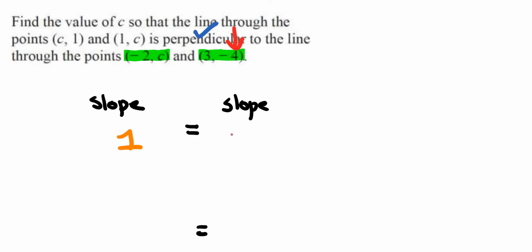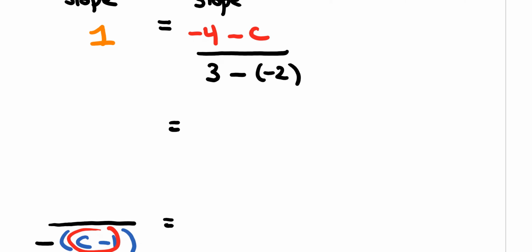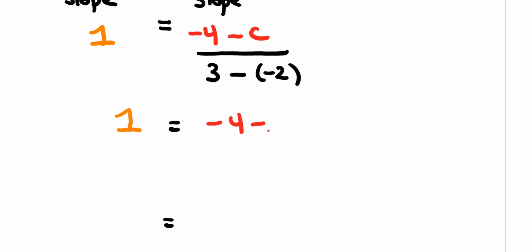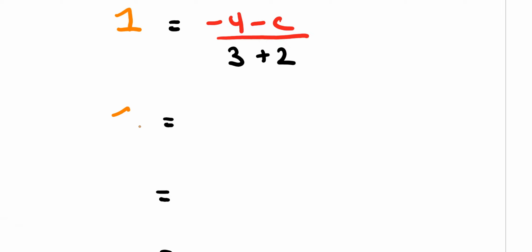So this will be y2, which is -4, minus y1, which is going to be c, divided by x2, which is 3, minus x1, which is -2 in brackets. Okay, so I know that the slope is always going to be equal to 1 because that is the perpendicular case. And let's go ahead and simplify the denominator. A negative and negative gives you plus, so this would be 3 plus 2. And this is equal to 1 here. The numerator is -4 minus c, and then the denominator is simply going to be 5.